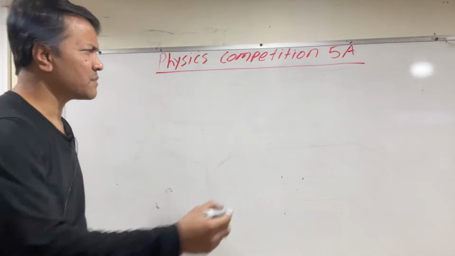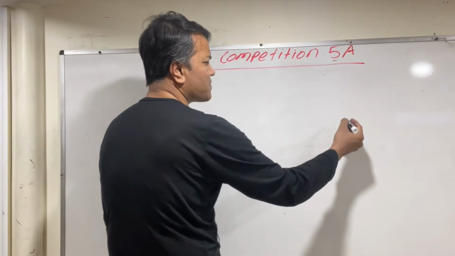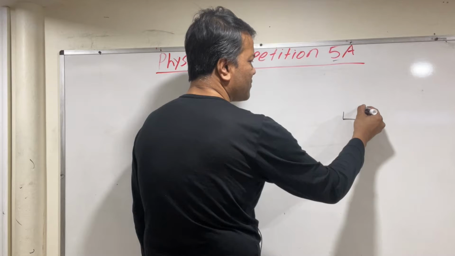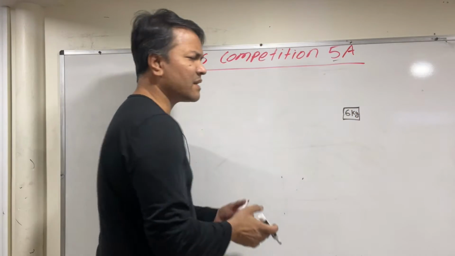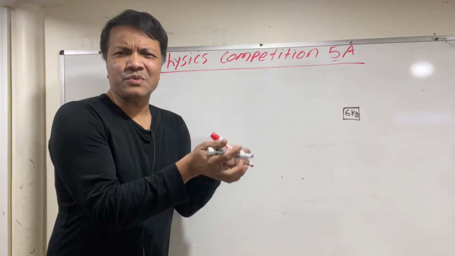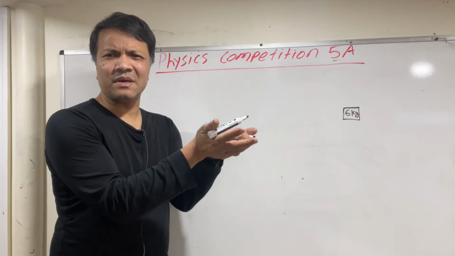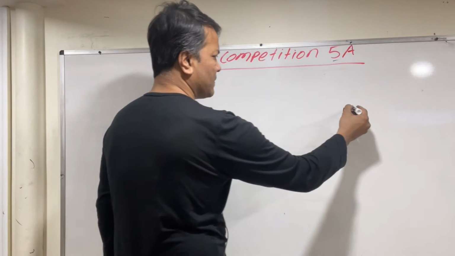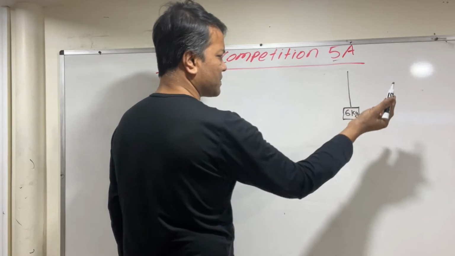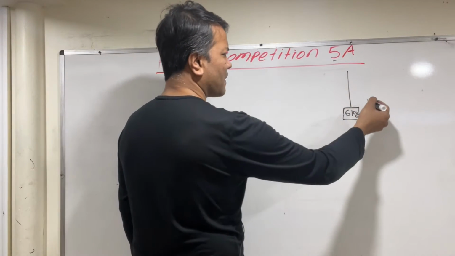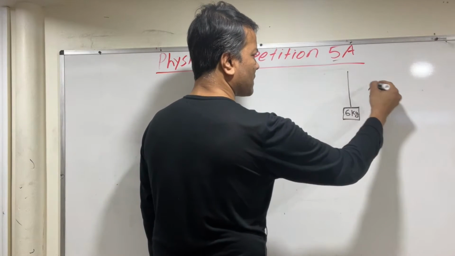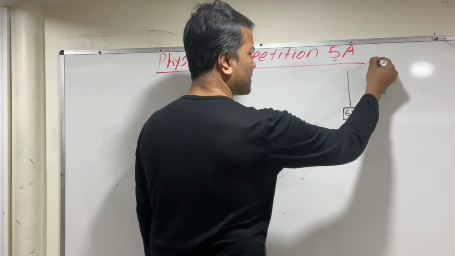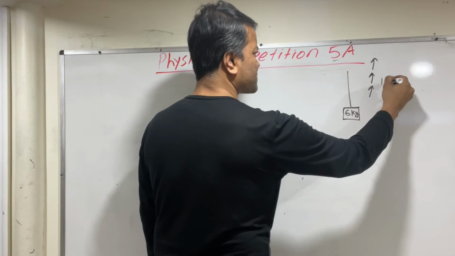First problem, I'm going to go over 5A. So first problem, I gave you a box, 6 kilogram, right? And there is someone on the rooftop pulling the box using the rope. And the box is moving up with constant velocity, 1 meter per second.